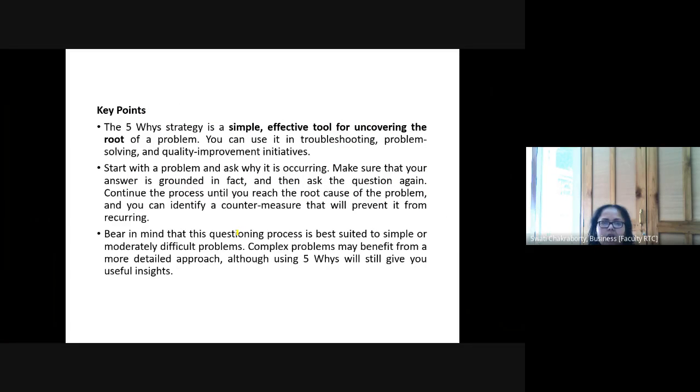So, what are the key points for five whys analysis? It's a simple, effective tool which uncovers the root of a problem. You can use it in troubleshooting, problem solving, and quality improvement initiatives. Start with the problem and ask why it is occurring. Make sure that your answer is grounded in fact. Then ask the question again. Whatever answer you give, it should be fact based.